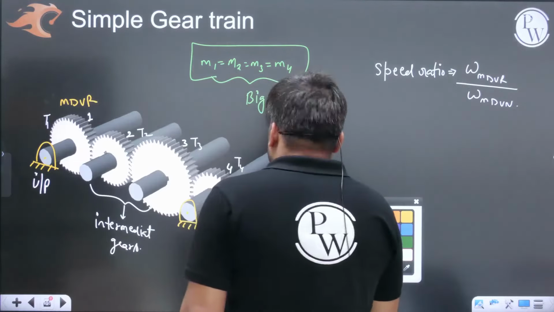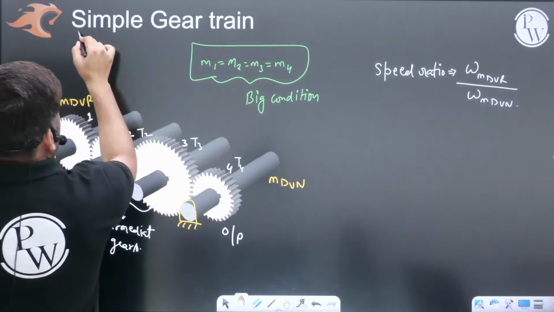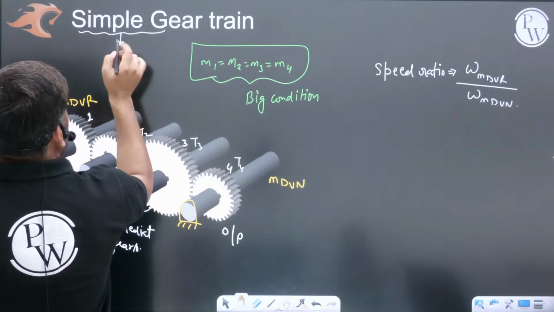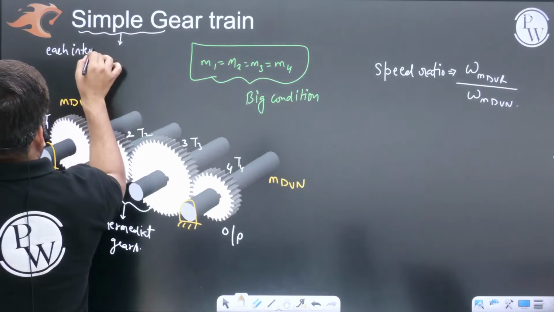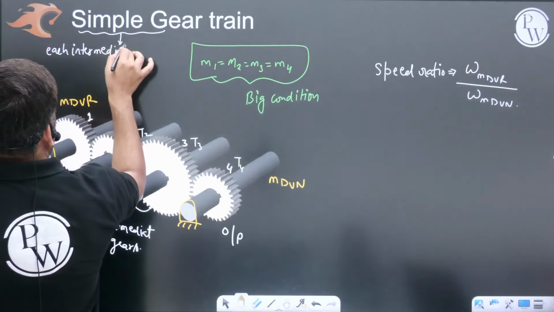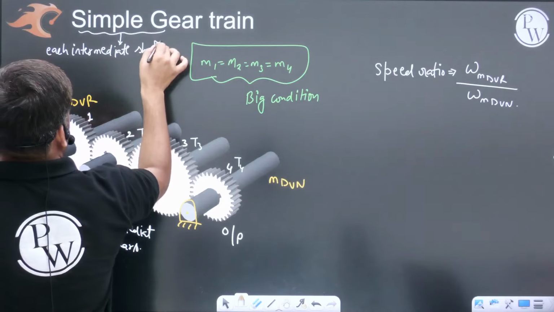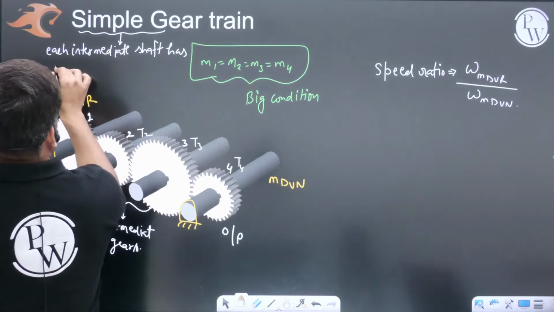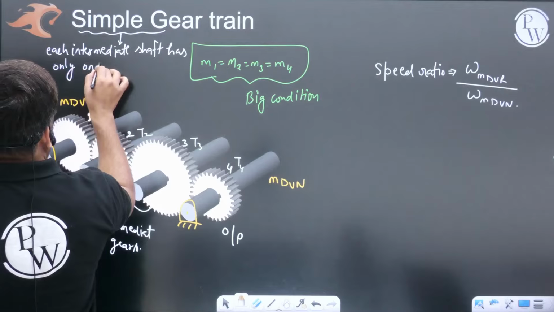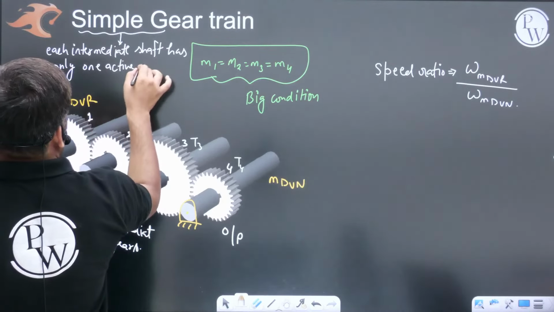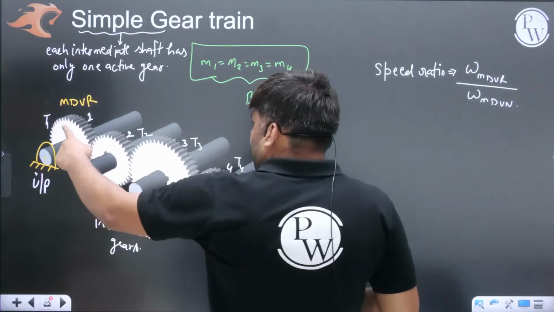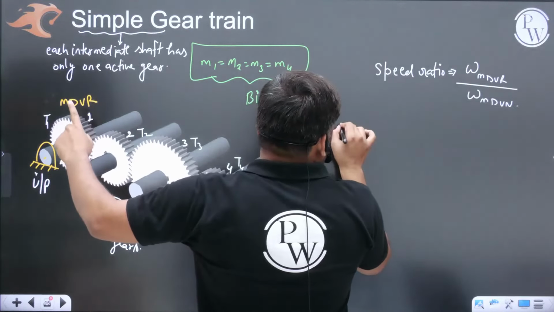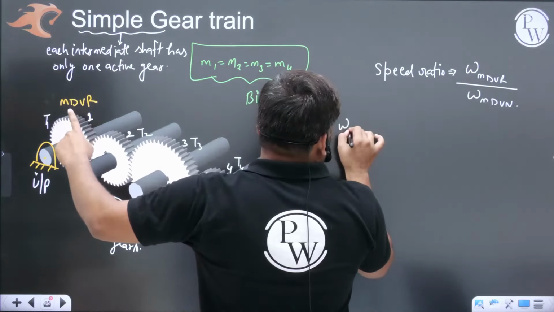Okay. Let me write down here. In a simple gear train, each intermediate shaft has only one active gear. Careful. We are finding the main driver speed ratio: main driver omega 1 divided by omega 4. This ratio I am interested in.